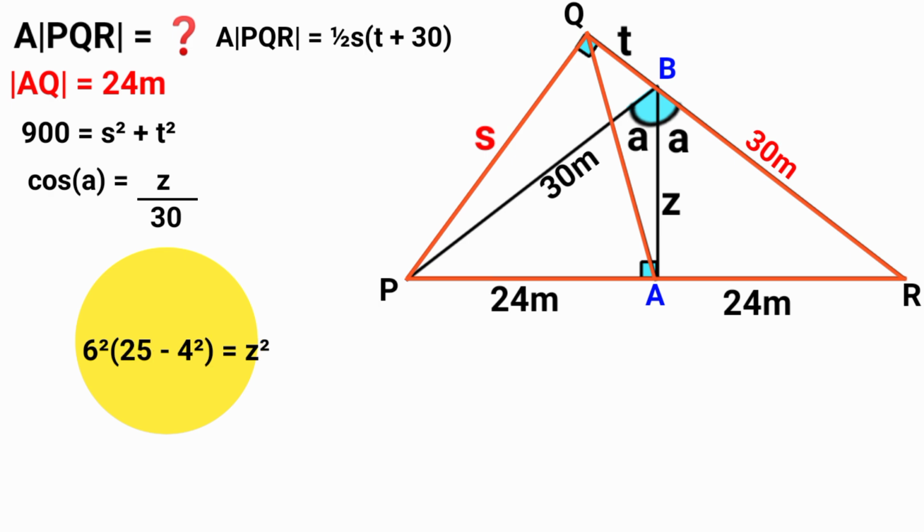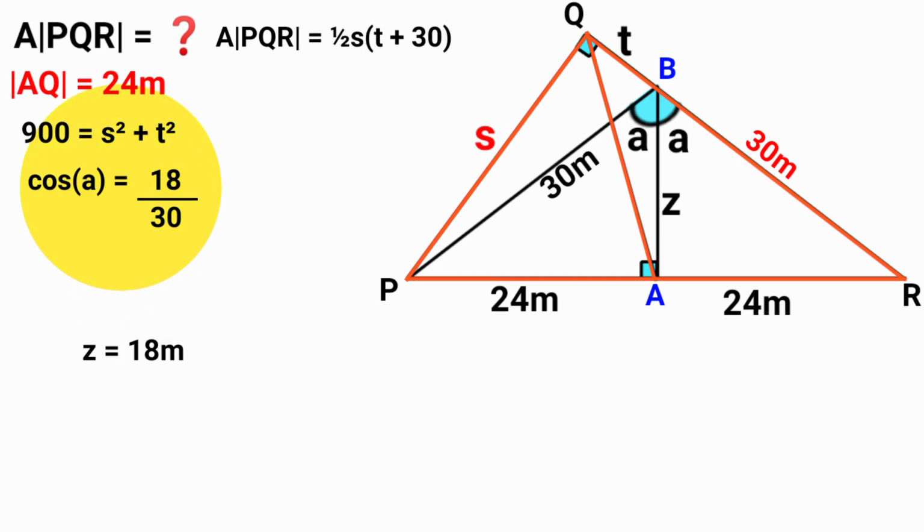5 squared is 25 and 4 squared is 16. 25 minus 16 is 9. So 6 squared (9) equal to Z squared. Take the square root of both sides. Here square root of Z squared is Z, while here square root of 6 squared (9) is square root of 6 squared times square root of 9. Square root of 6 squared is 6 and square root of 9 is 3. 6 times 3 is 18. So 18 equal to Z. That is, Z equal to 18 meters.